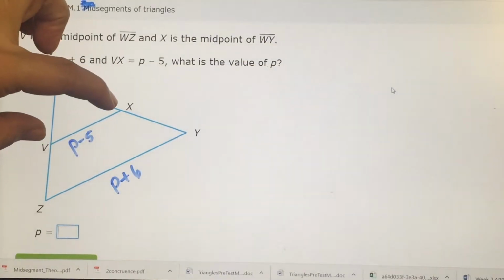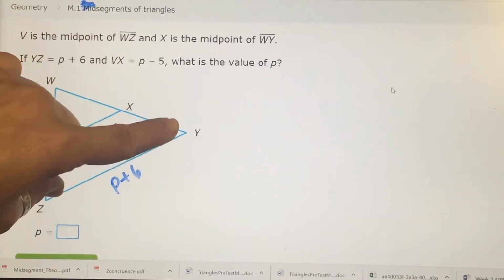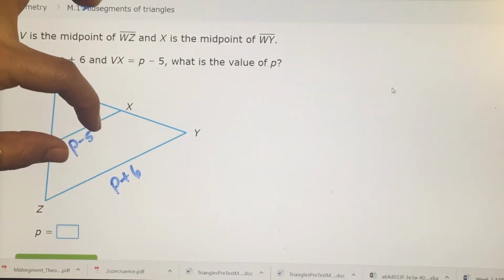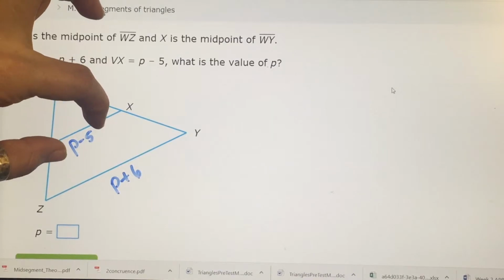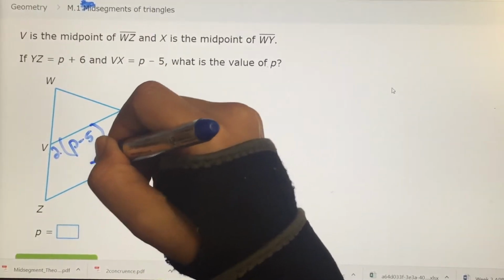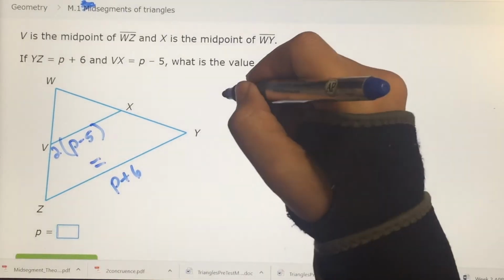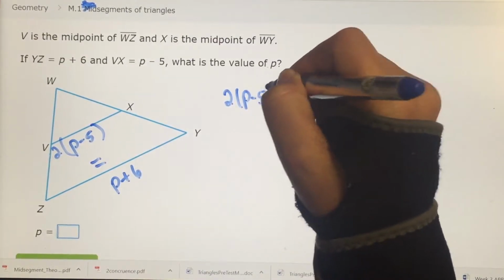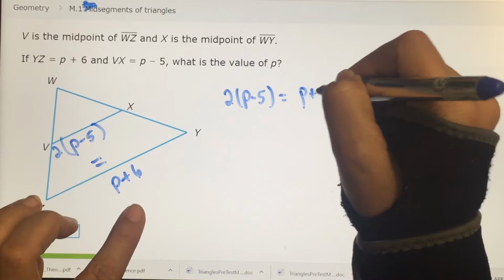VX is P minus 5. All right, from here to here, are we getting bigger or smaller? Bigger. So if I take this number and multiply it by what? 2, it's going to give me this. So multiply this by 2, it's going to equal this. So 2 times P minus 5 is equal to P plus 6.